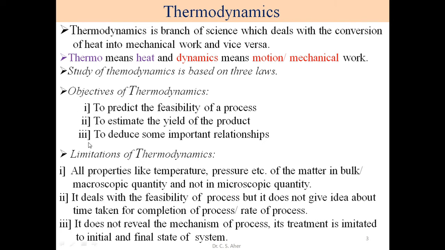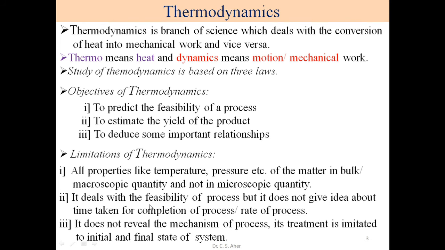Besides these objectives, thermodynamics has some limitations also. So what are the limitations? Consider these 3 limitations. First, all properties like temperature and pressure are of matter in bulk or macroscopic quantities, not in microscopic quantities. When we consider temperature and pressure, we consider a large number of molecules and atoms gathered together. It does not predict the properties at molecular or atomic level.